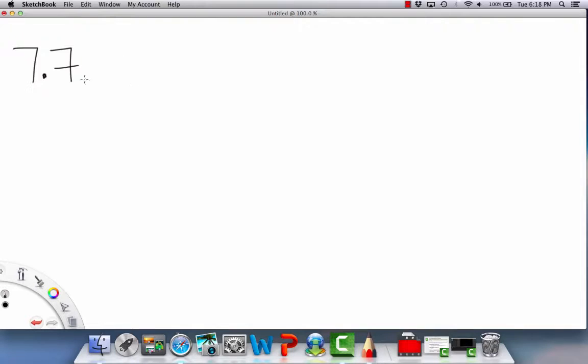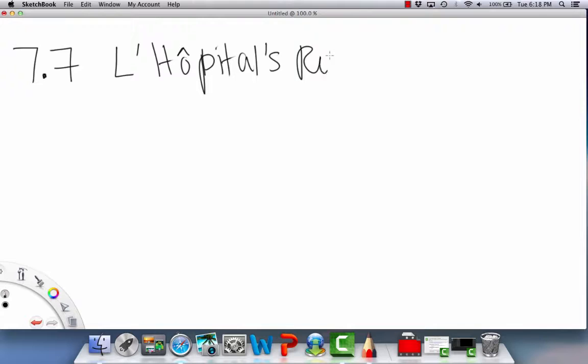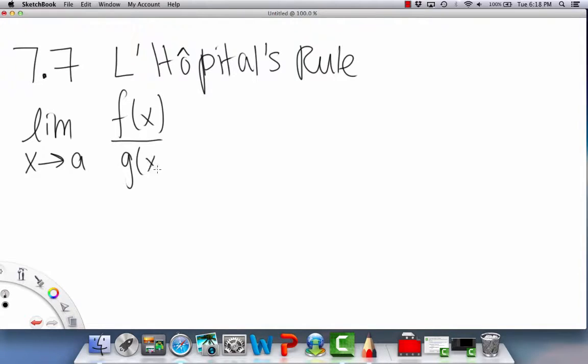Now we're going over L'Hopital's Rule. So I'll just write it because it's kind of cool to write. L'Hopital's Rule. Okay, so basically this comes into play when you have a limit. So as x goes to a, some number, of f of x, some function of x, over another function of x. Okay?